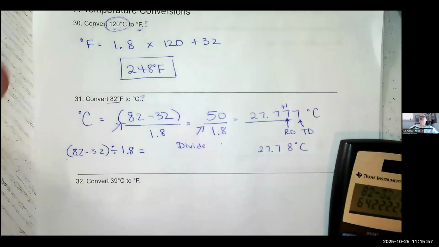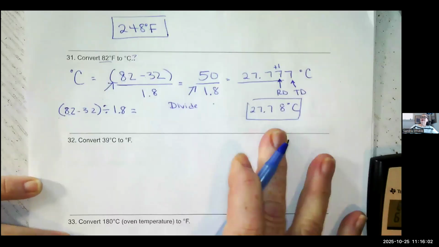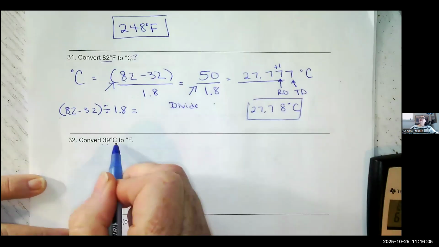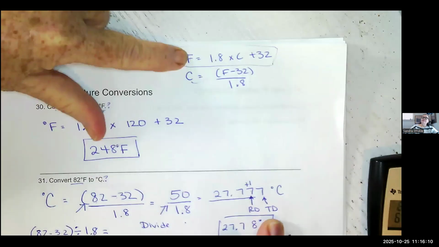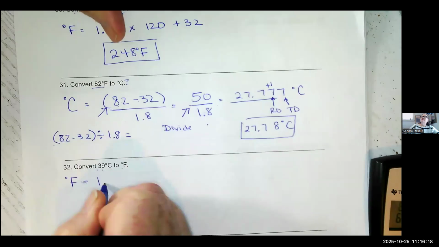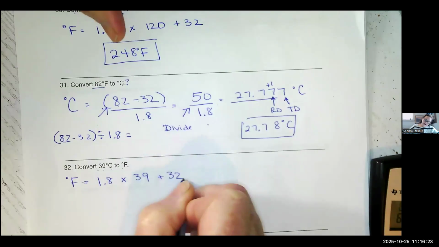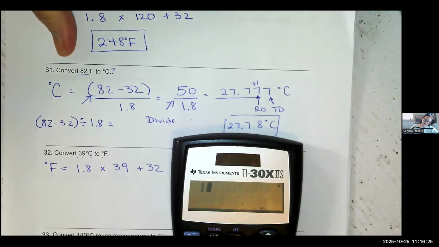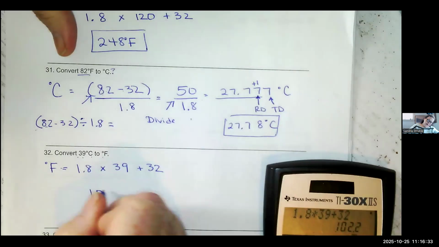All right, moving to the next one. So my answer was 27.78 degrees Celsius. Convert 39 degrees Celsius to Fahrenheit. So we're looking to get this one right here. We know our Celsius, we're converting to Fahrenheit. So 1.8 times C plus 32. So Fahrenheit is 1.8 times 39 plus 32. And that can go directly in your calculator. 1.8 times 39 plus 32 is 102.2 degrees Fahrenheit. Do not forget your unit.